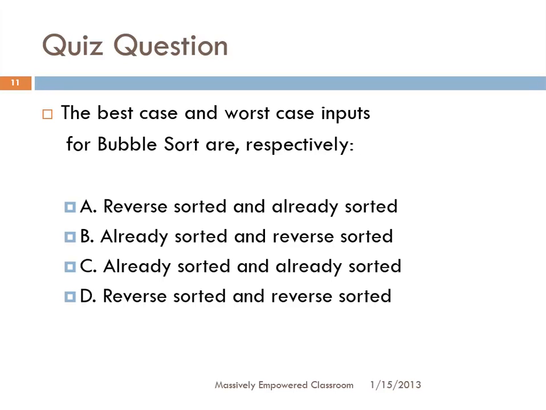Well, the right answer is B. If the input is already sorted, that is the best case because the number of swaps will be low. The number of comparisons will still be the same. If it is reverse sorted, that is the worst case because the maximum number of swaps will happen. But the number of comparisons will be the same for both. That is bubble sort for you.